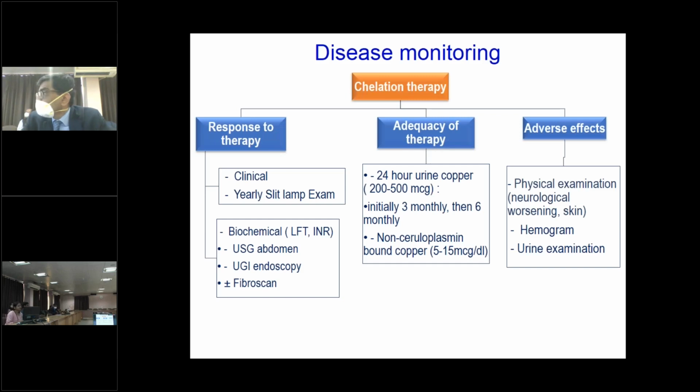Now I invite Dr. Upasna to proceed further. Good morning. I'll be presenting the importance of disease monitoring in case of Wilson disease.